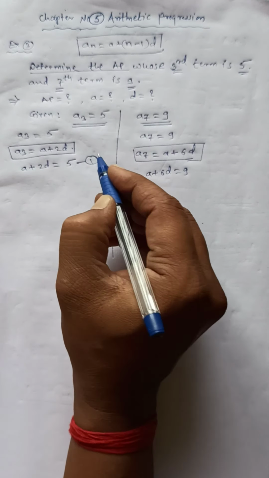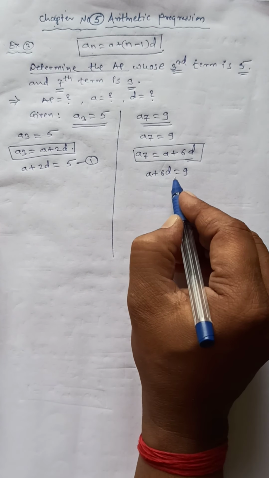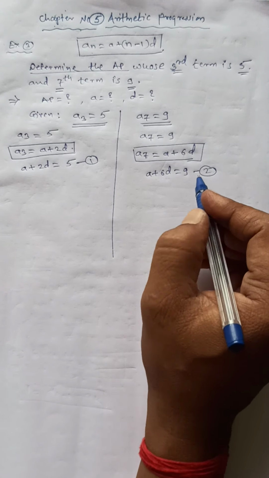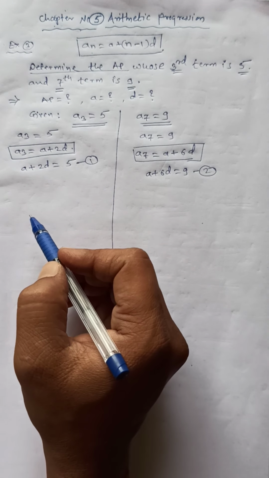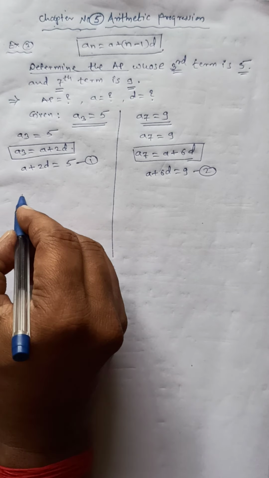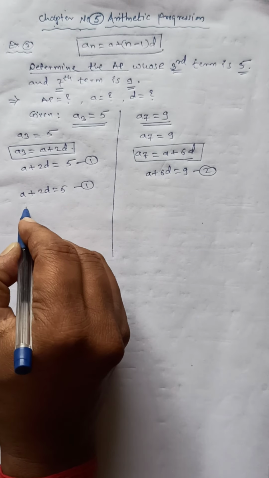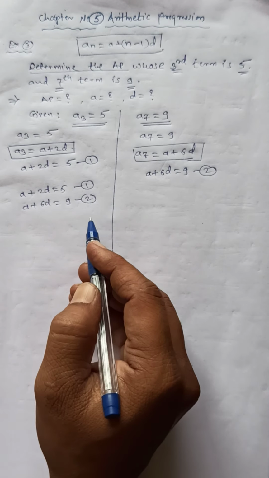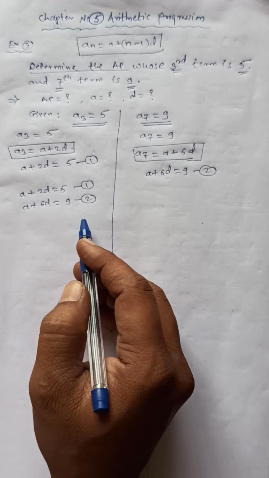Now we have two equations. First equation, a plus 2d is equal to 5, and second equation, a plus 6d is equal to 9. These two equations we will solve simultaneously, and we will get the values of a and d, as we saw in the pair of linear equations in two variables. So a plus 2d is equal to 5, this is equation number 1. a plus 6d is equal to 9, this is equation 2.